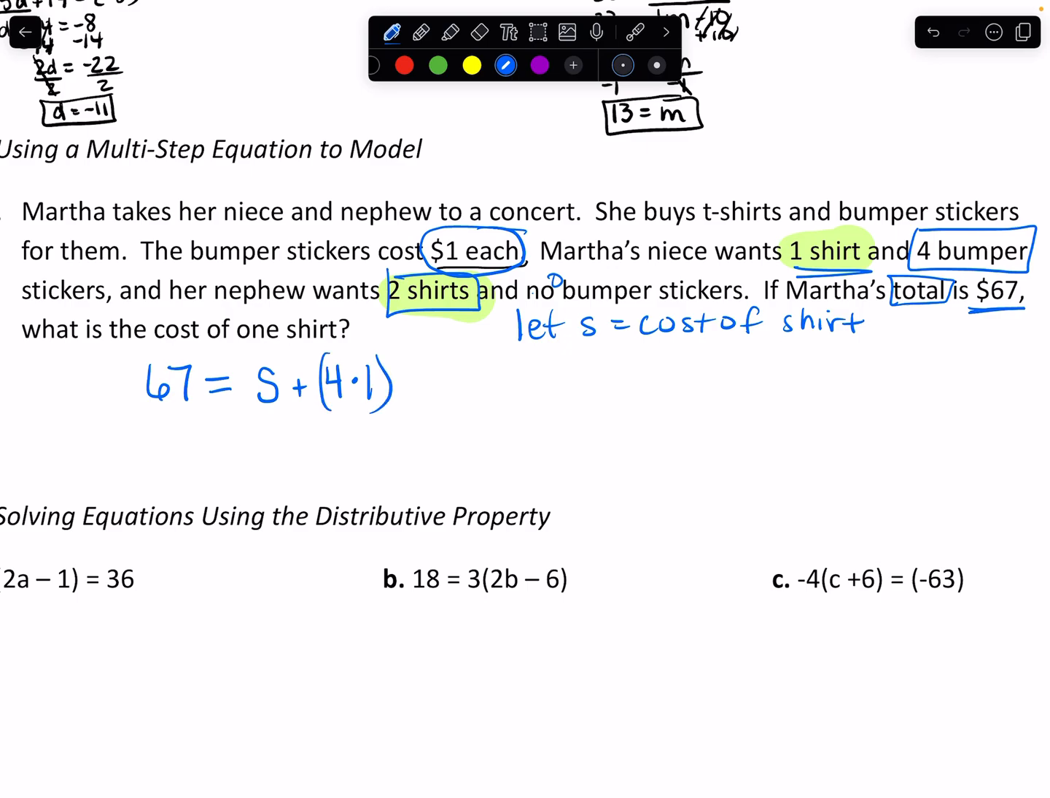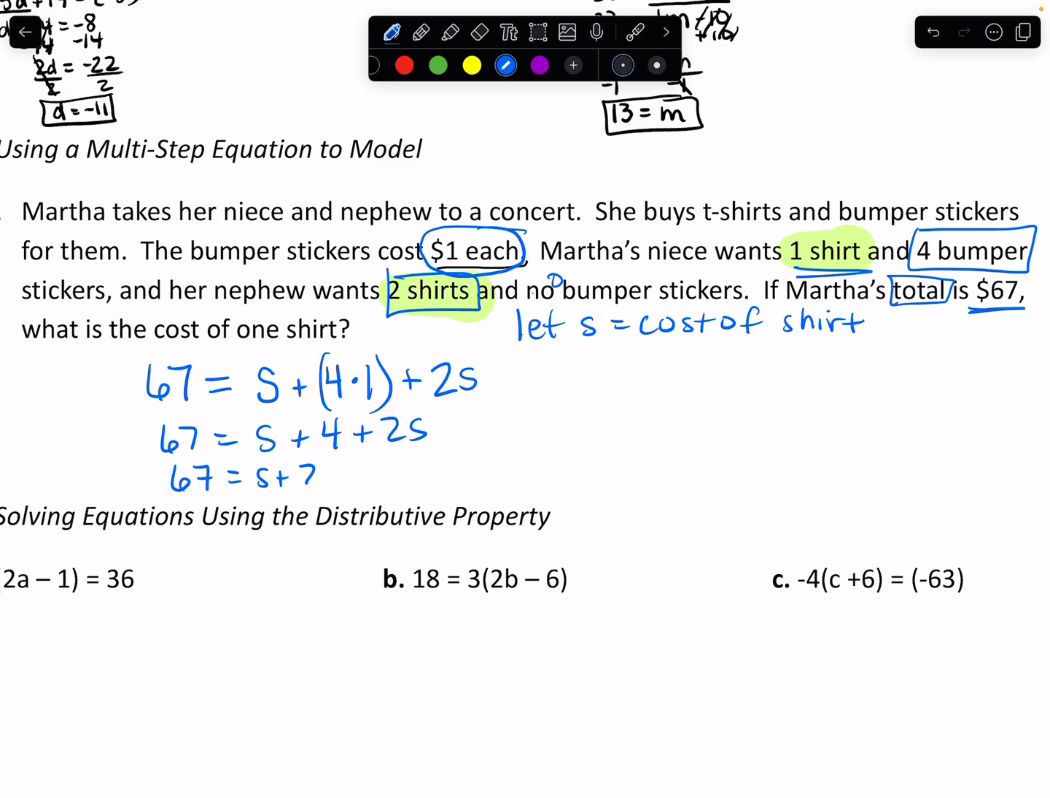But then the nephew wants 2 shirts. So 2S. And no bumper stickers. So we've got to clear our parentheses. 67 equals S plus 4 plus 2S. And now I'm going to rearrange so that my S's, my variables, are together.